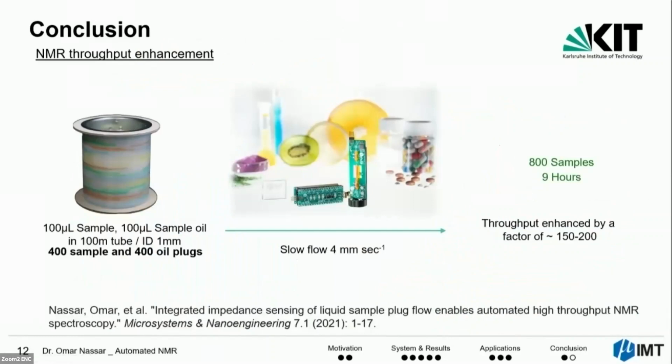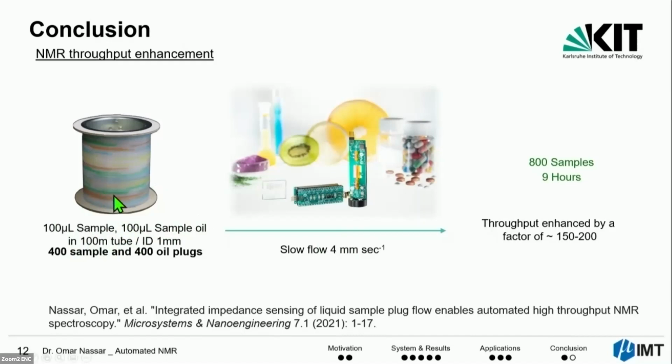So with that, I would like to conclude my talk. We are in very high need of increasing the throughput of NMR spectroscopy to be used in several applications, especially drug discovery, which we are working on now. What's done by our chemistry collaborator is that they loaded the samples inside a microfluidic tube. You can see it's a 100-meter tube loaded with 400 samples separated by 400 oil plugs.